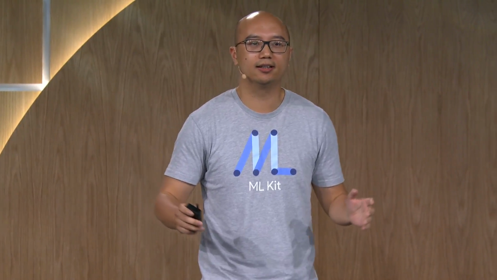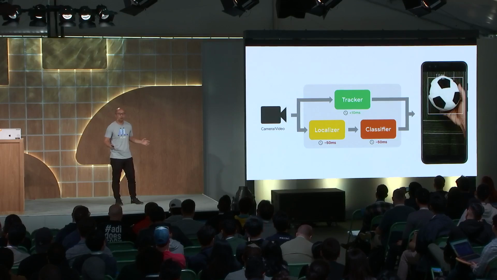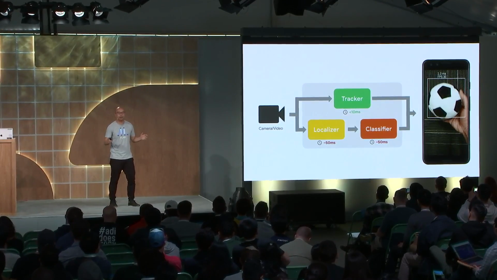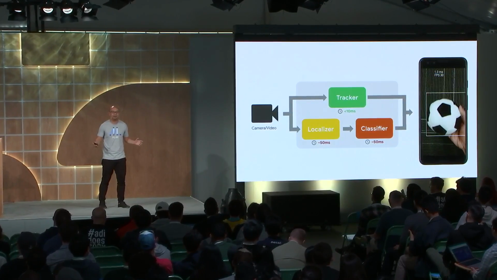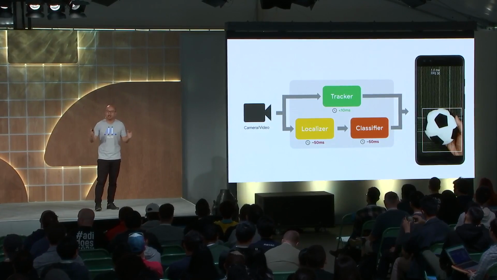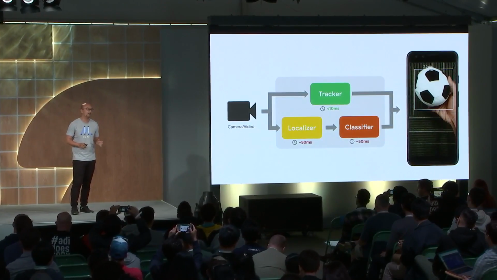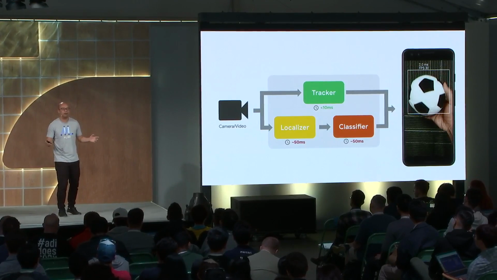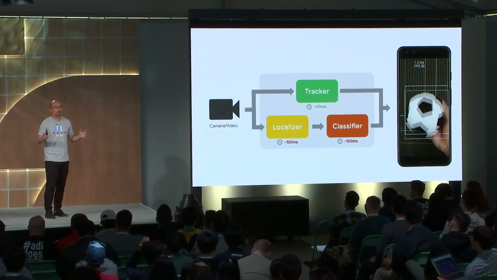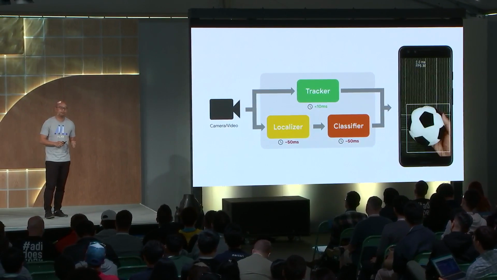Here's how it looks. With the tracker, we can process 30 frames per second, so it's real time. And this real time is not only on high-end devices, but also on low-end devices, for example, like the Nexus 5. This makes the feature much more useful.